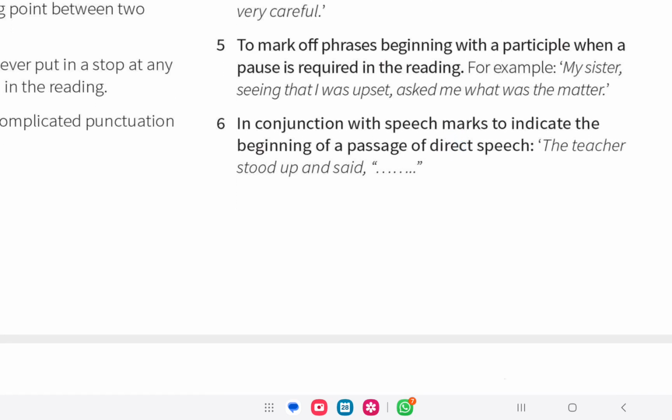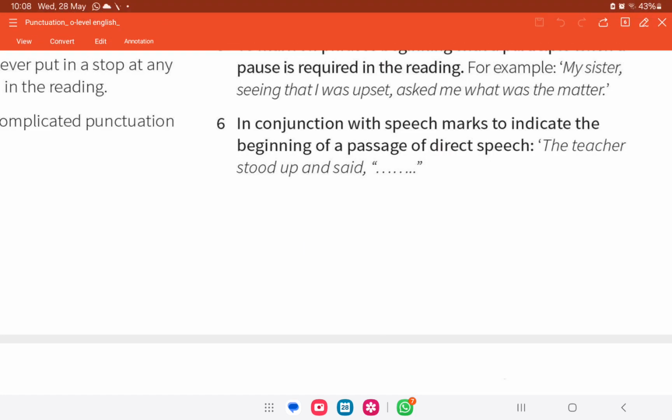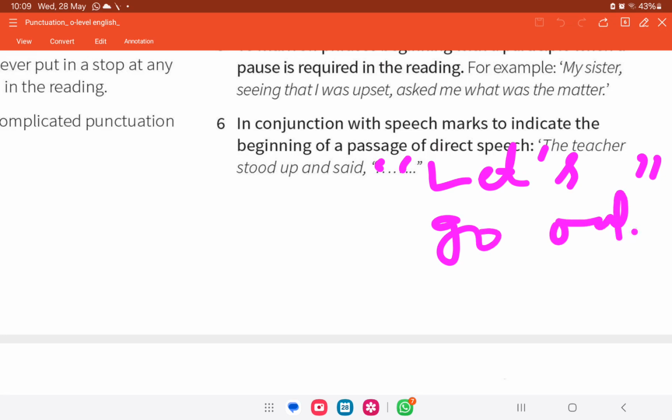Number 6. In conjunction with speech marks to indicate the beginning of a passage of direct speech. That is also common for all the students, they know this when they do quotation, direct and indirect speech. When they have written "the teacher stood up and said," after that you are going to write something in the speech marks, and after "said" you are going to put a comma. The teacher stood up and said, "Let's go out." So this is a quotation mark. Whenever we use quotation marks or speech marks, basically we are trying to tell that these are the words of a person as they are spoken by that person. So the first part, the teacher stood up and said, this is the reporting speech, right?